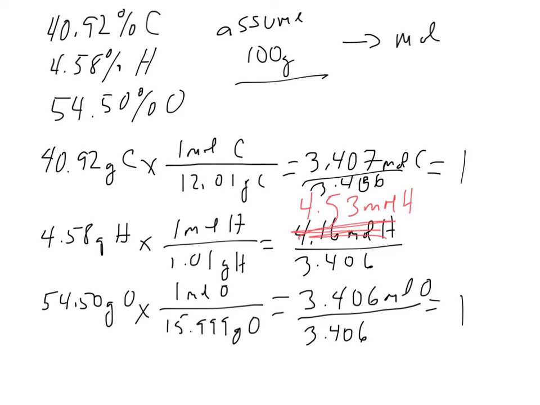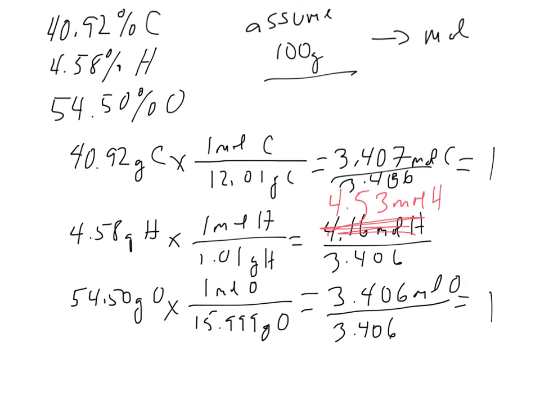And 4.53 divided by 3.406 is equal to 1.33. Now there's a problem here. These numbers need to be integers. That 0.33 is a pretty large number. So what I need to do is find a factor that will get rid of the 0.33 and turn that into an integer. I'm going to multiply everything by 3.